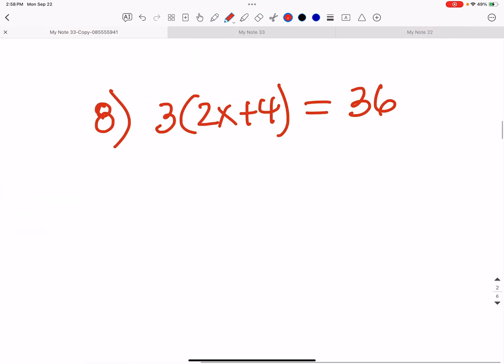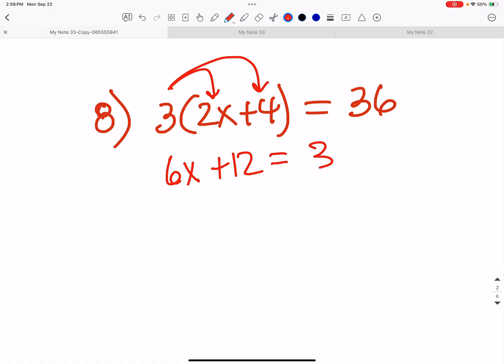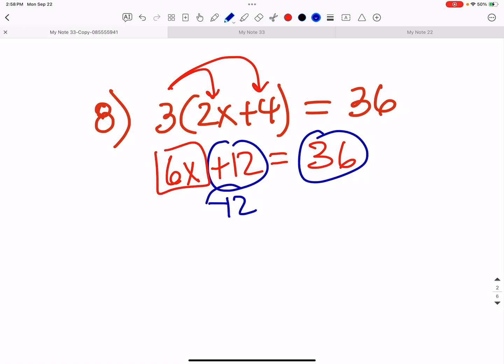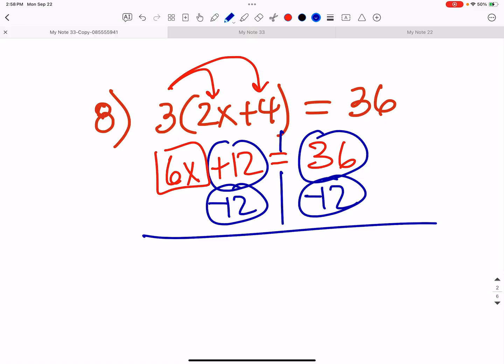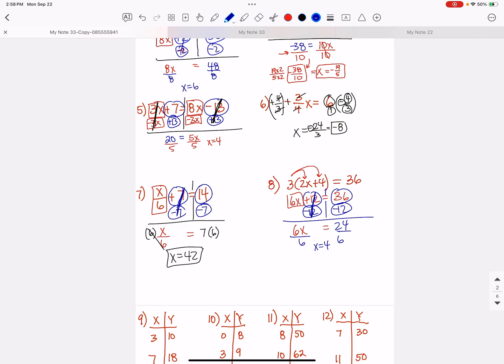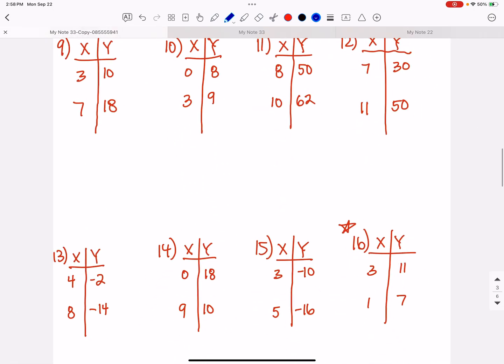Over here, 3 times 2x is 6x. 3 times positive 4 is positive 12 equals 36. Let's minus the 12 and send it over to the other side. And there's the rooms. This is dead. And we've got 6x equals 24. Top versus bottom, the 6. X equals 4. All right, XY tables.